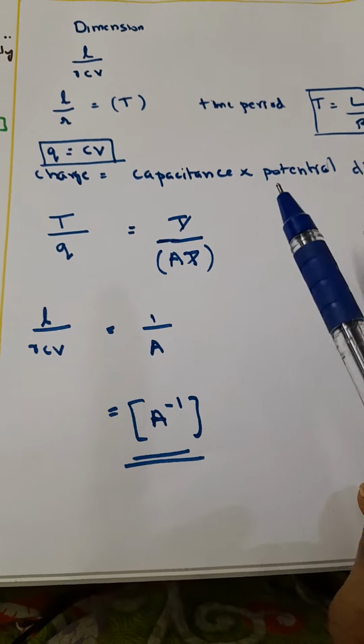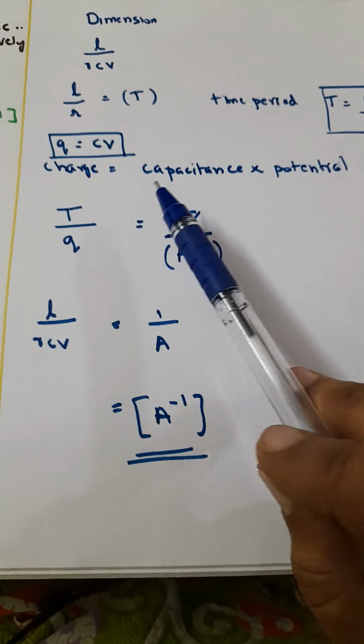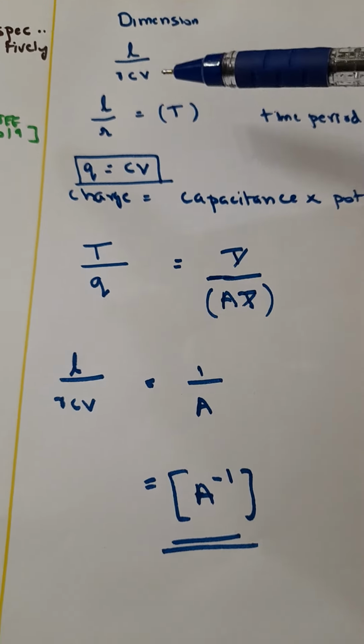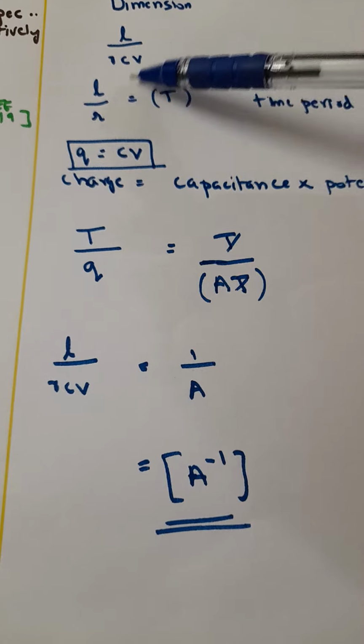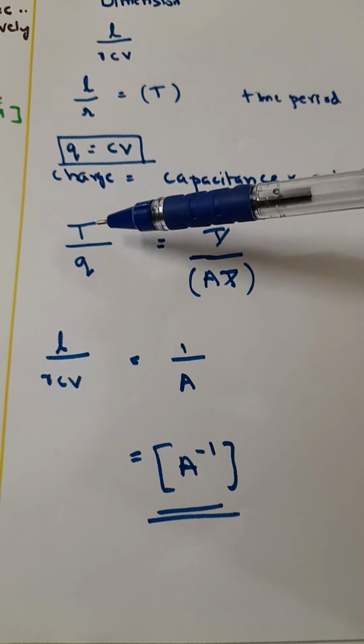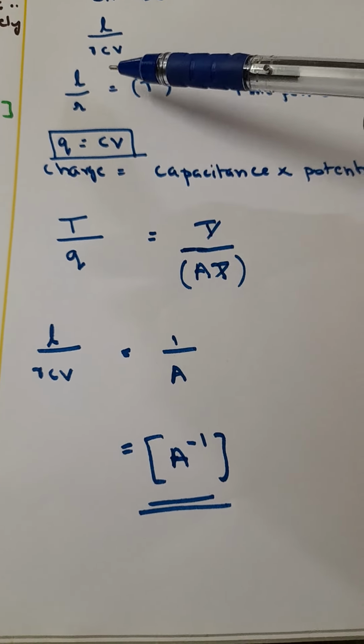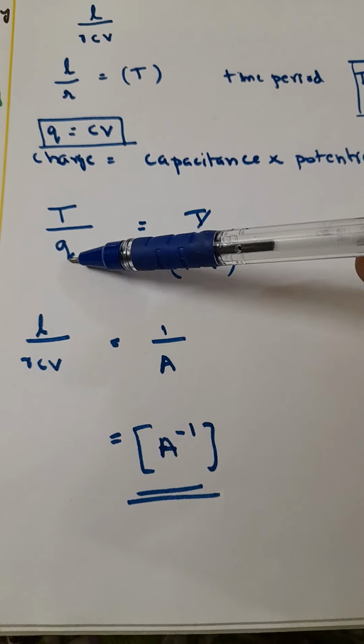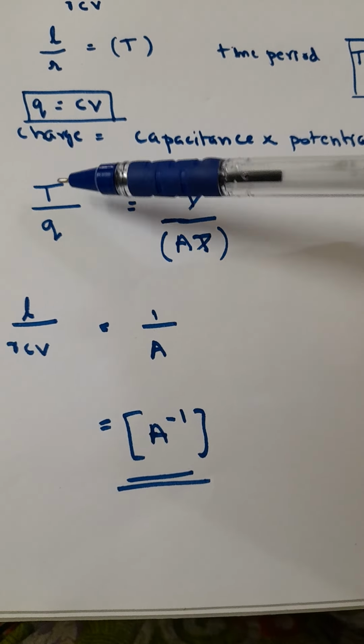So what we have got to do now, from these two, we will do the substitution. That is, L by R, instead of that you can put T. Put T here, and instead of CV you have to put Q. So what do you get now? T by Q.